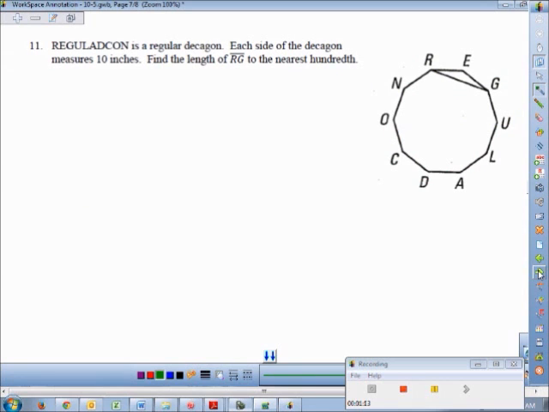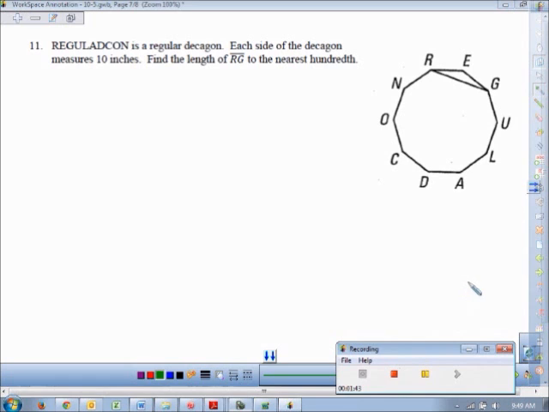Talk me through it. What do you need to find first? Same problem we did last time with a different polygon. What do you need to find first? The measure of the sum of the total, right? Find me the total measure in this decagon. How many sides does it have? If you don't know, I bet you could count them. How many sides does a decagon have? 10.